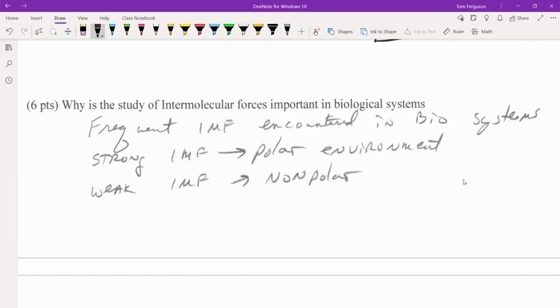Everything else is polar. So if you're having a chemical reaction go on, you've got a nonpolar membrane, and you have a polar reaction going on here, and a polar reaction going on here.